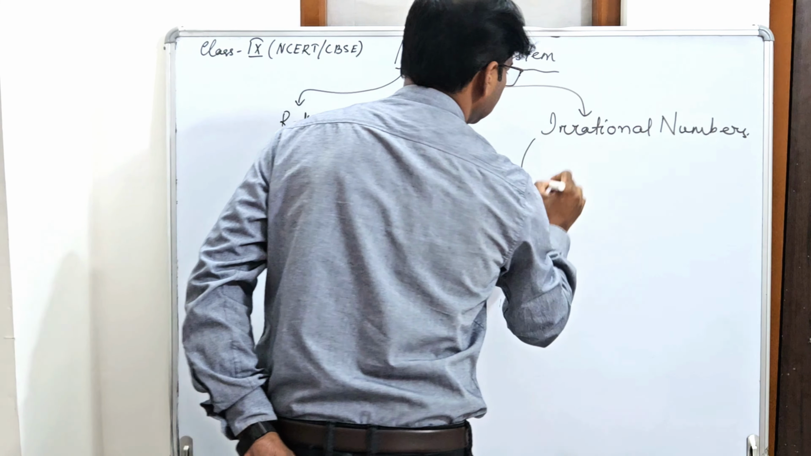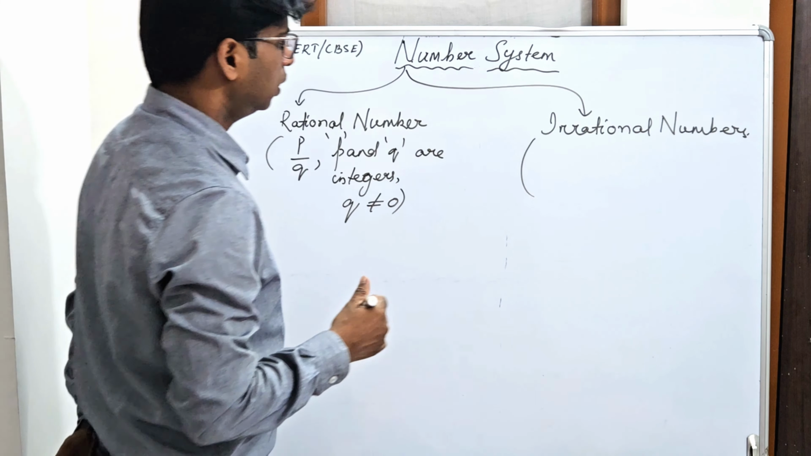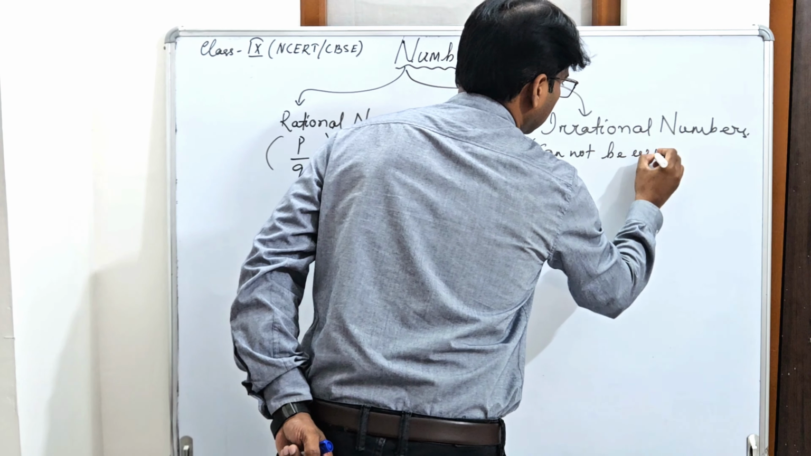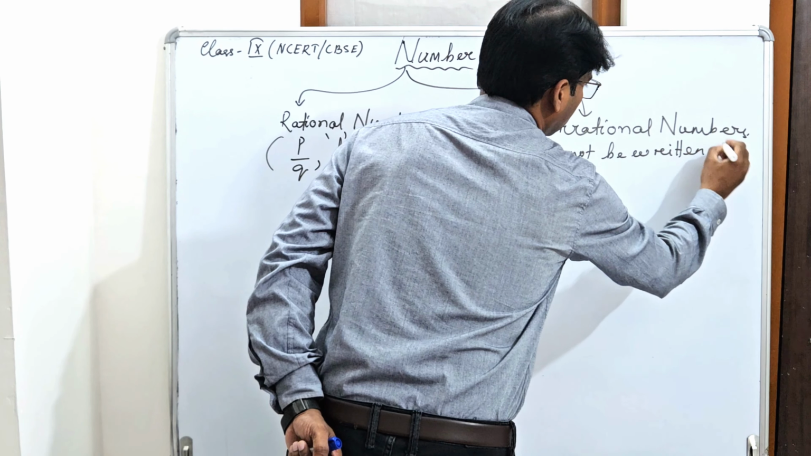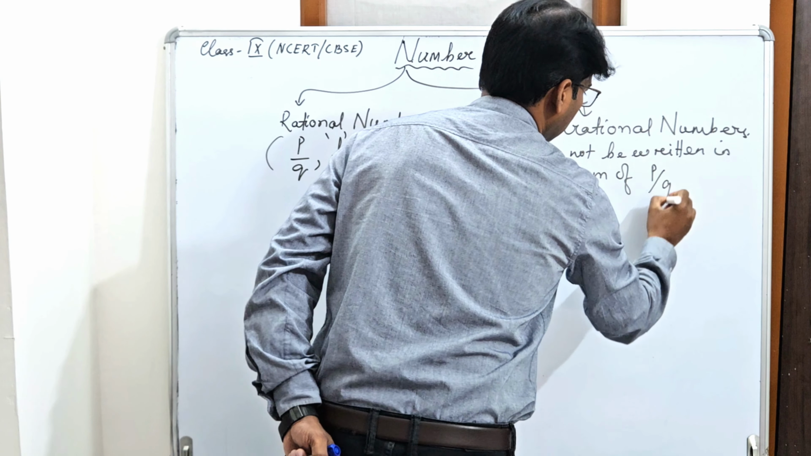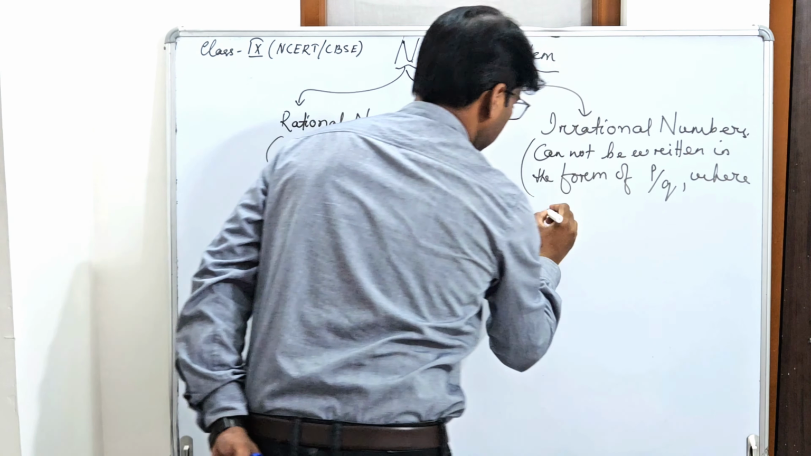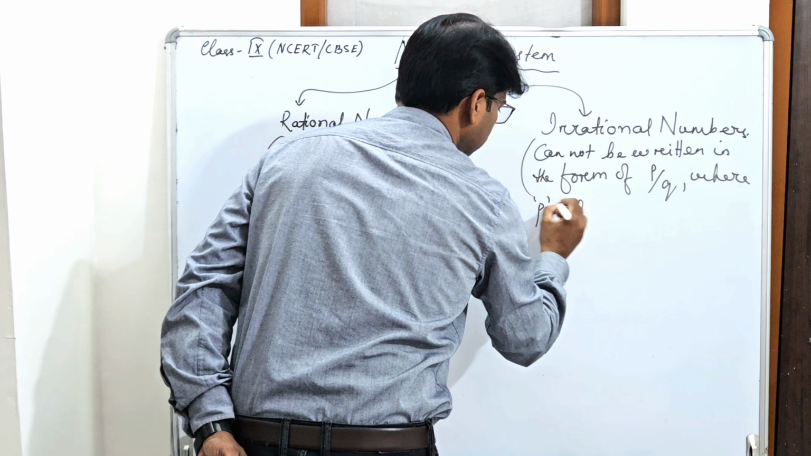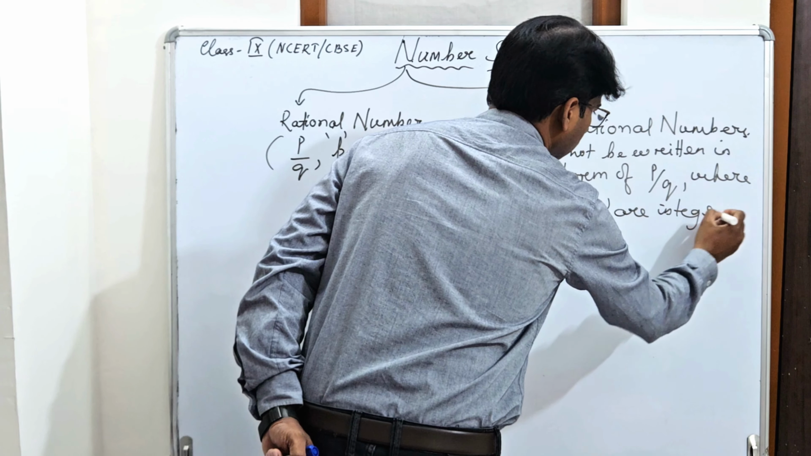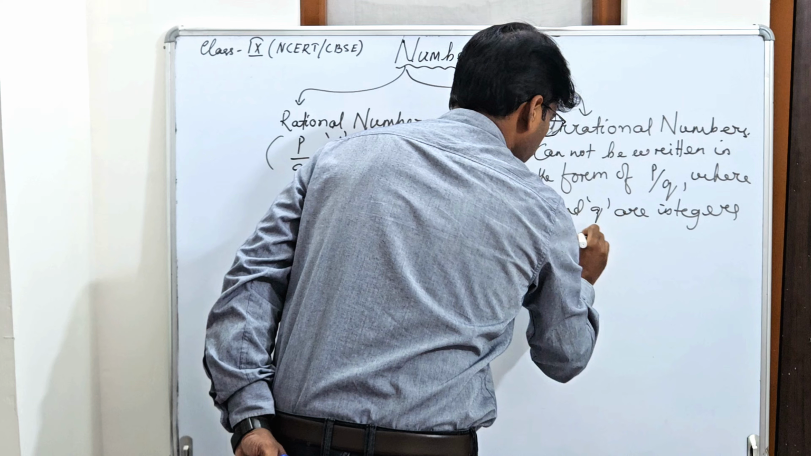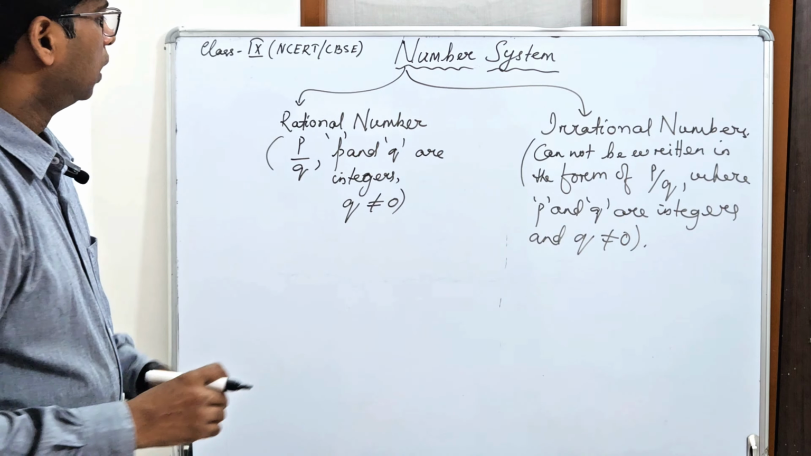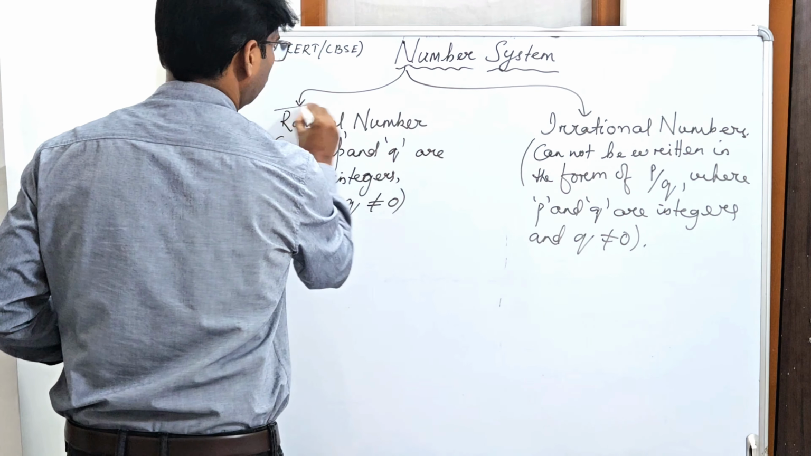Now here also the definition will be just the reverse. It cannot be written in the form of p by q, where p and q are integers and q is not equal to 0. So this is the difference between a rational number and an irrational number. I hope this is understood.